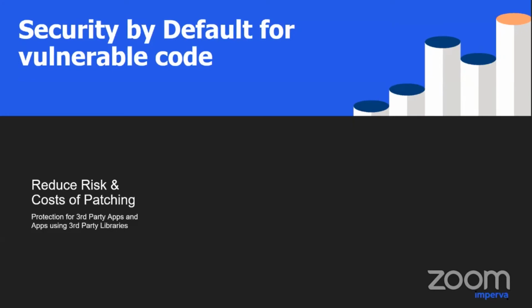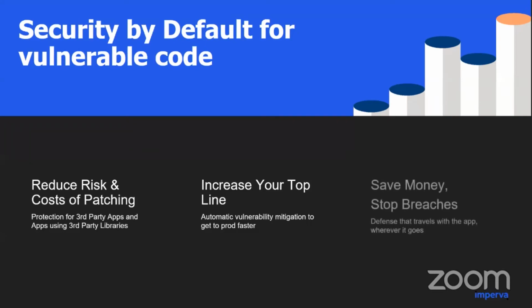Now, since it is securing them by default, it can be protecting legacy-based applications, third-party applications, any applications containing third-party libraries, and it's reducing the risk and freeing up the team from doing some expensive patching of any of the vulnerable code. Since RASP is preventing these applications with vulnerabilities from being exploited, those teams don't need to put so much effort into fixing the bugs during the development process. By getting those out faster, you are increasing your top line, increasing your profit.